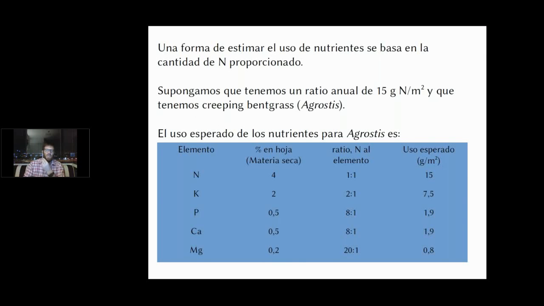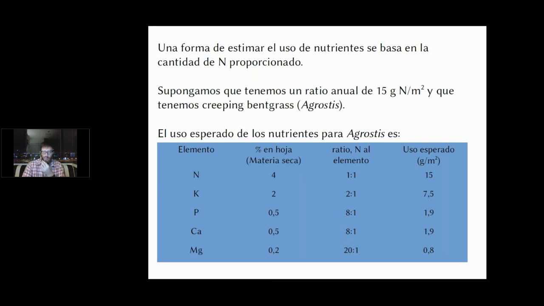For example, if we have agrostis, creeping bentgrass, and we supply 15 grams of nitrogen per square meter per year, that's the unit that I like to use. You might prefer kilograms per hectare or kilograms per 100 square meters or something, but I like grams per square meter, so that's what I'll use throughout this presentation.